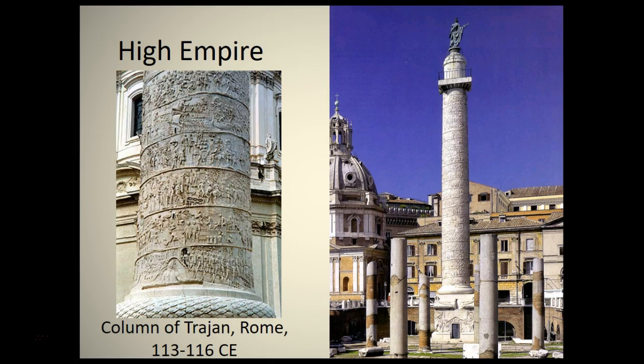A gold and bronze statue of Trajan once stood at the top of the column. It was replaced in 1558 CE with a statue of St. Peter. So that's what's up there now. Obviously, the bronze statue of Trajan was probably taken down and repurposed because it was bronze and used for something else, which is what happened a lot in medieval times to a lot of these ancient monuments and bronze statues.